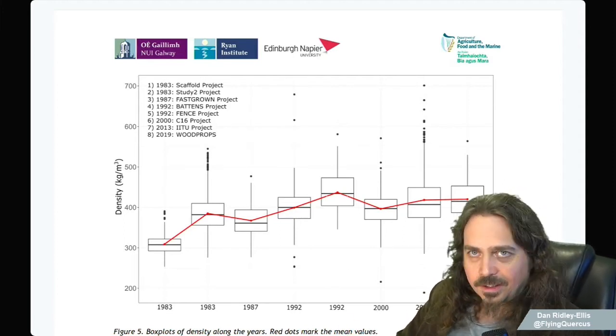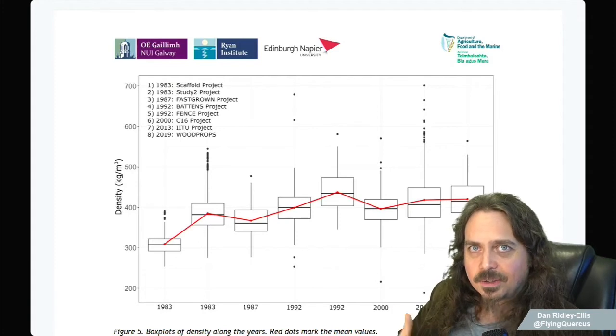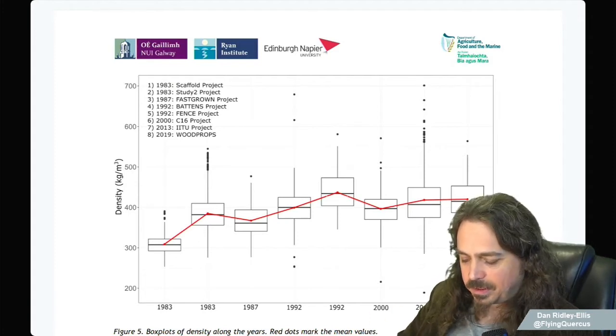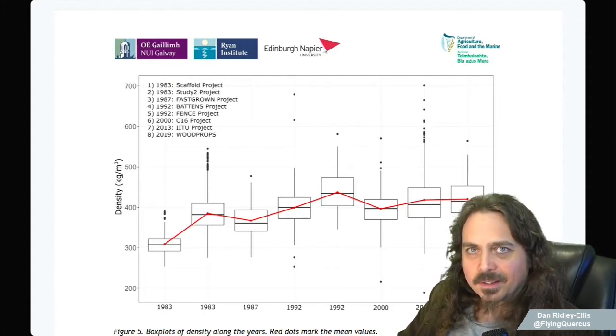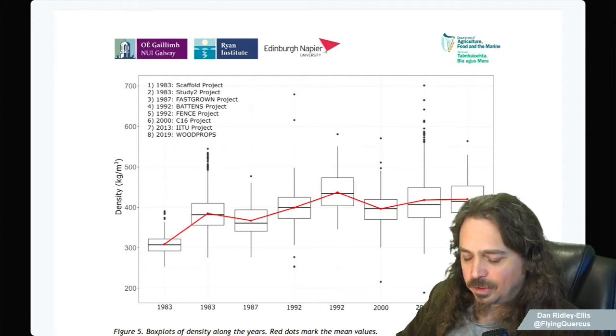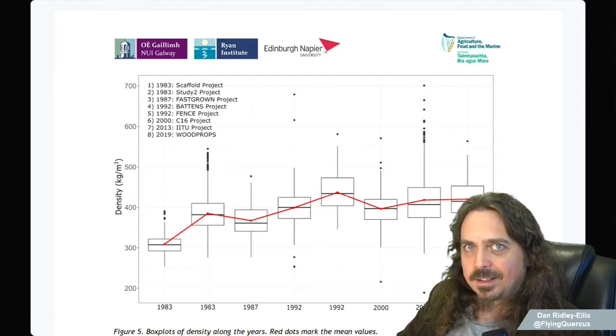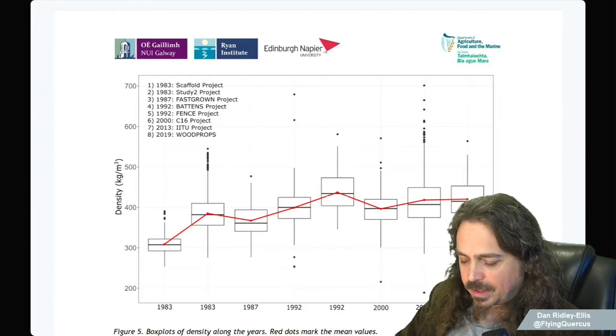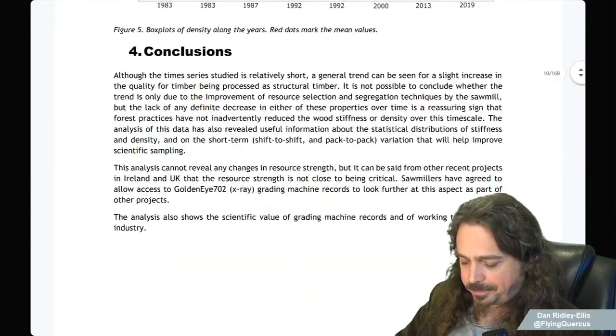And this is for Irish studies, and I've looked at the UK studies that have been published as well, and I would say there's probably a similar thing in the UK data as well. It looks like over time a gradual increase in the wood density, which is good news.